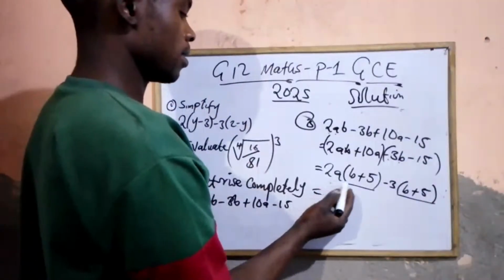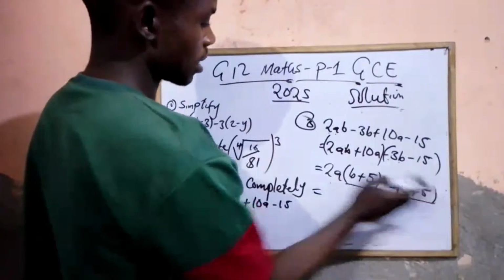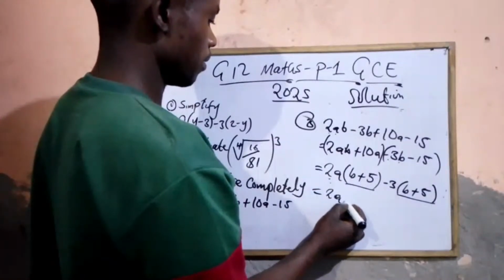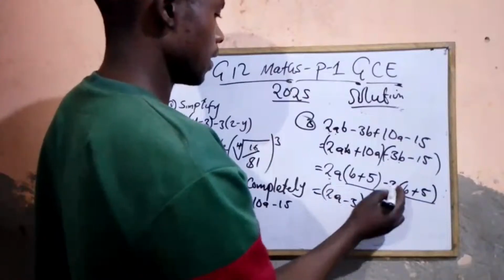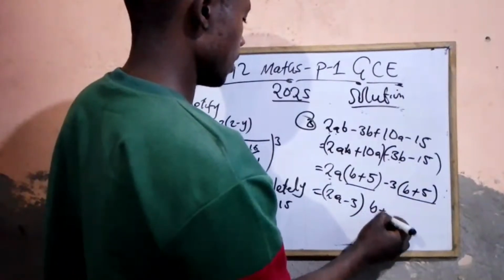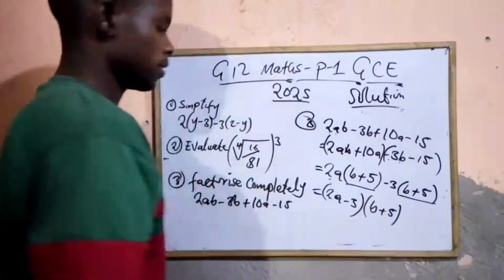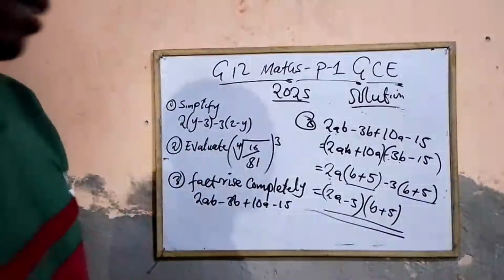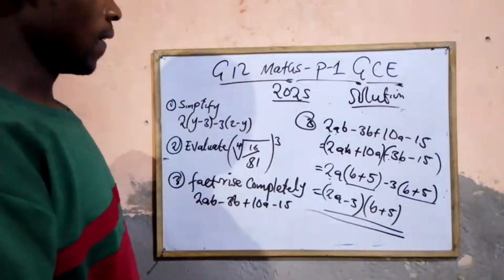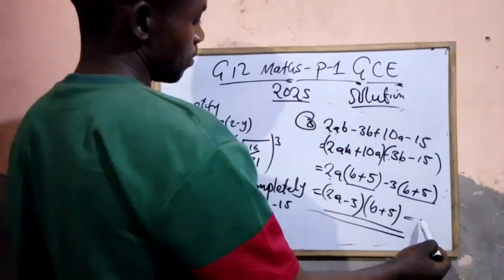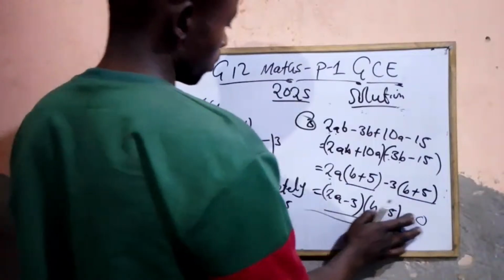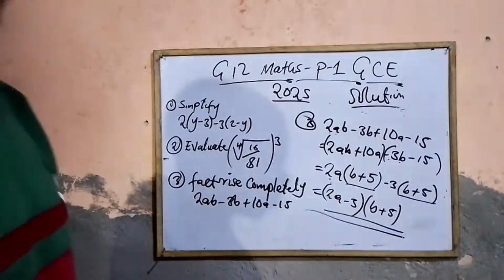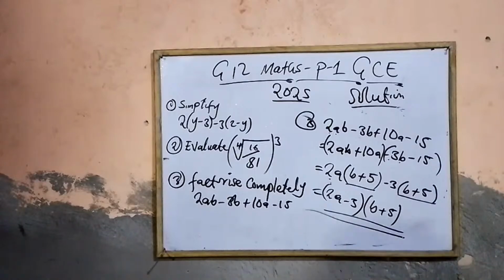Okay, so since these terms are equal, we only get one term and say 2a minus 3 in the bracket, then b plus 5 and close bracket. So this is how to factorize. If we are told to find the values of a and b, that means we are going to equate it to 0. But now we are told only to factorize. Okay, so now we are done with question 3.